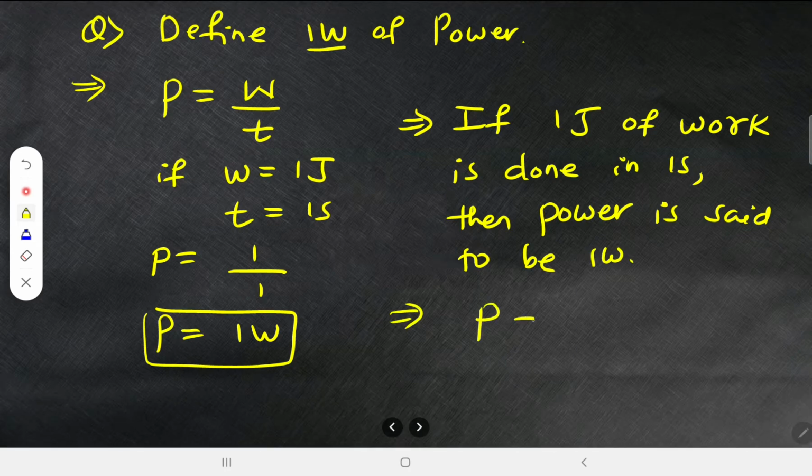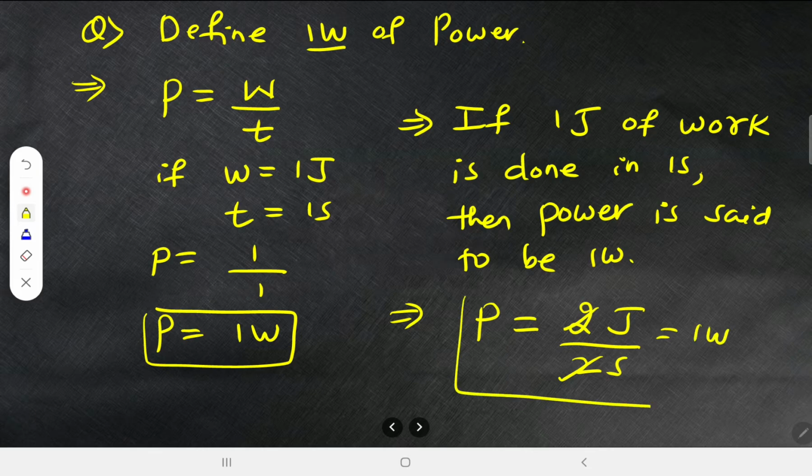For example, power is equal to W by T. If it is 2 joule and it is being done in 2 seconds, then also it becomes 1 joule per second or 1 watt. Yes, definitely this is also correct.